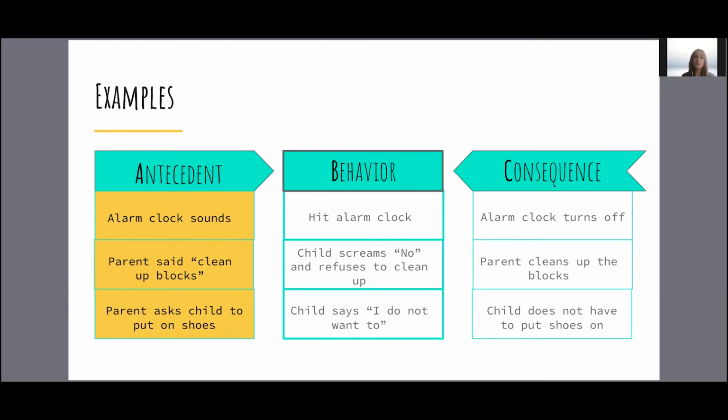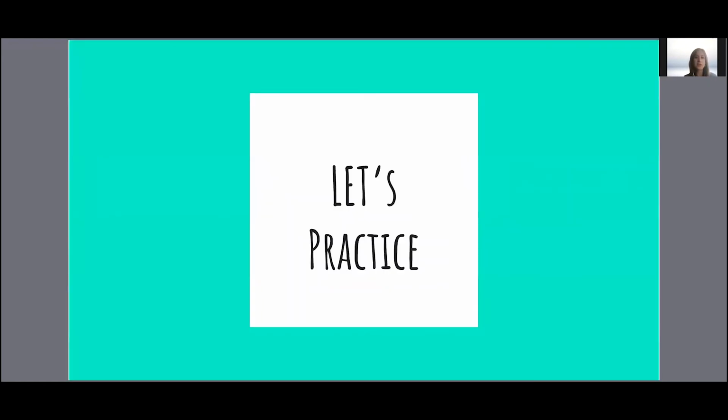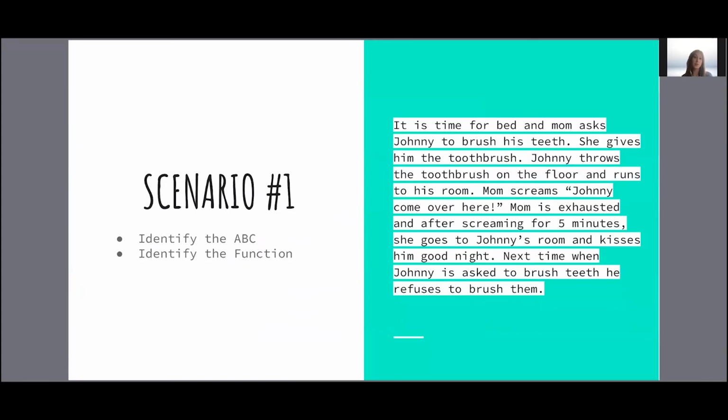The third example is the parent asking the child to put on shoes. The behavior is the child saying, I don't want to, and the consequence is the child does not have to put shoes on. You see how we have an example of a problematic behavior and an appropriate one. Let's practice some more with a specific scenario. Here, again, we're going to identify our ABC and identify the function.